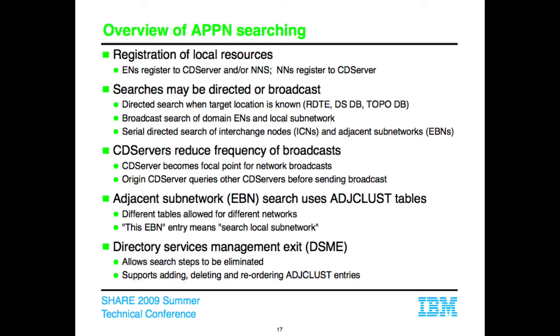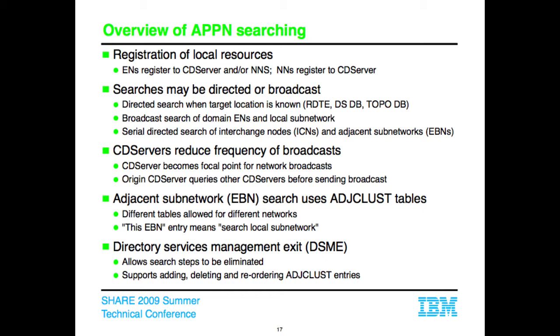Of course, we also have the adjacent subnetwork search, which basically uses adjacent cluster tables. This is sort of like the adjacent SSCP search, but it's really only used when you're searching across subnetwork boundaries. I shouldn't say that. Border nodes use these tables all the time when the target resource is across a subnetwork boundary or not. It's really only used if a node is a border node, and it's only used when we're in the broadcast phase, which means we're not sure where to send a directed search to. So the EBN searching is actually performed, if you will, as part of the broadcast searching.